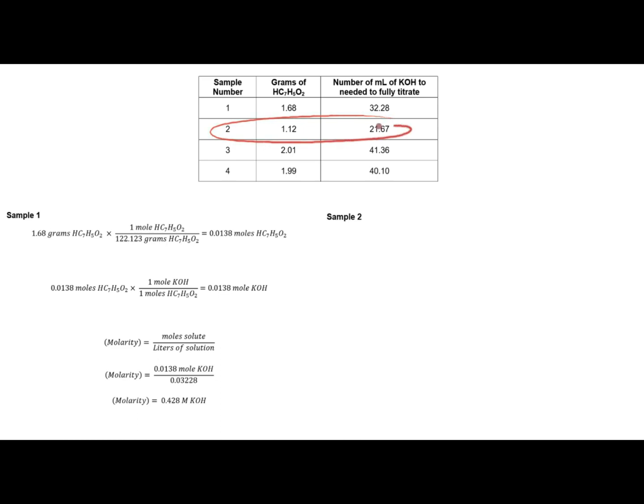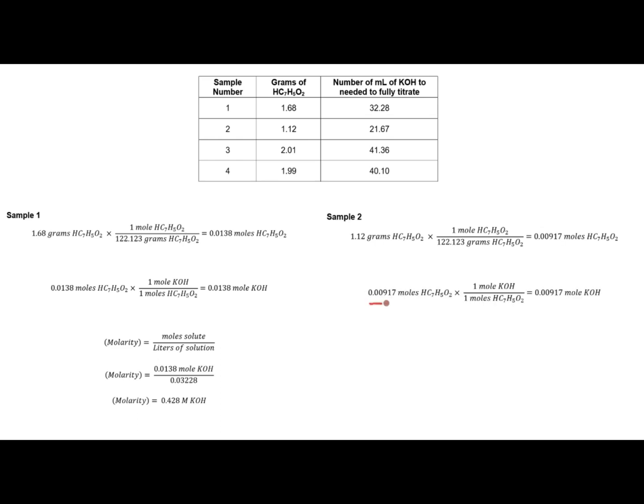So here's my data for sample 2. Just like before, I'm starting with my grams of benzoic acid. Using the molar mass, I convert to moles of benzoic acid. This time I get 0.00917 moles. I take my moles of benzoic acid. Using the 1-to-1 mole ratio, I get the same number of moles of potassium hydroxide. Again, I'm going for concentration of potassium hydroxide. Here is my equation for concentration. I just calculated my moles of potassium hydroxide. My volume comes from my volume for sample 2, and this time I get a concentration of 0.423 molar.